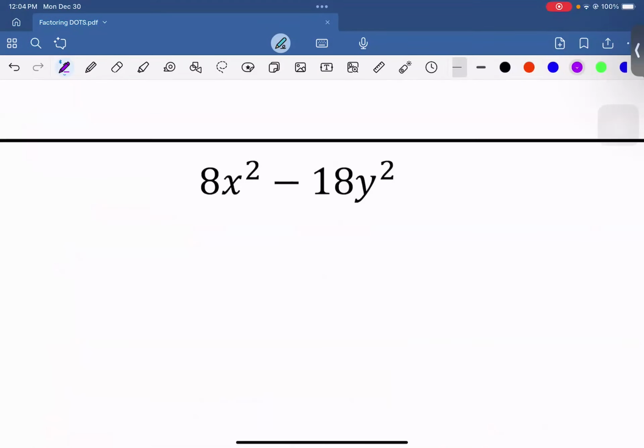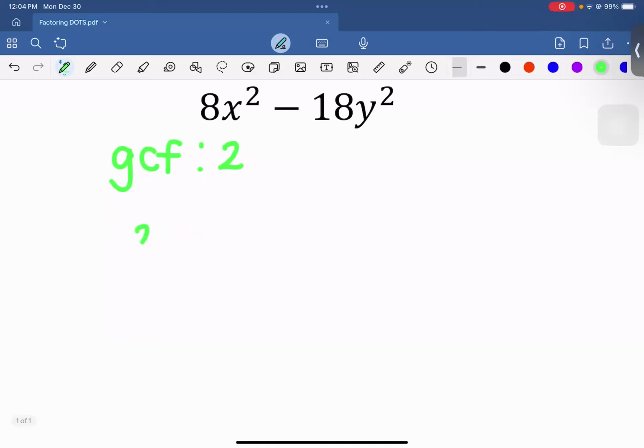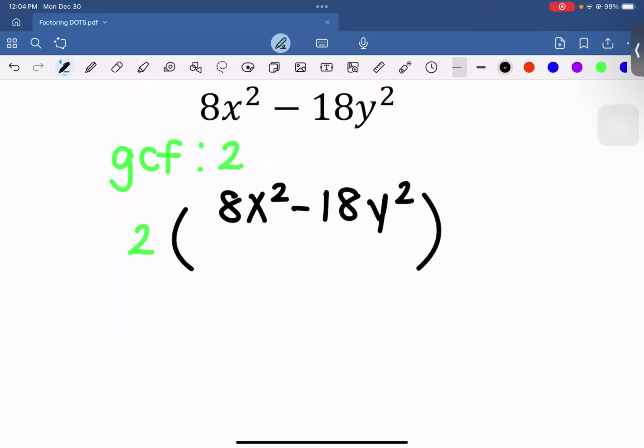So now with something like this, it's going to be very similar to what we just did. I don't see any perfect squares. Everything else seems to match. We have two terms, we have subtraction, even exponents. We just don't have these perfect squares. But let's see if I can take the GCF first and then see if those perfect squares come. So here, my GCF is going to be 2. And if I do the same thing that we did in our last problem, I'm going to write the original. And then I'm going to divide each term by our GCF.